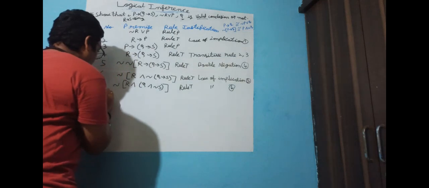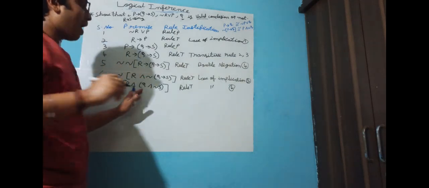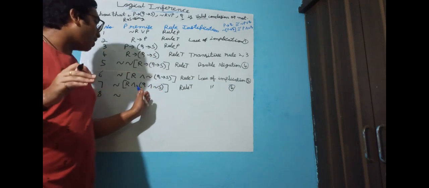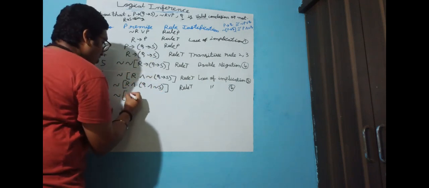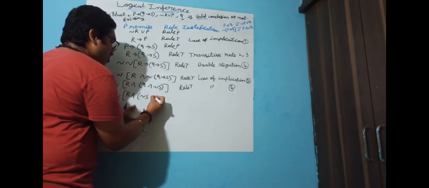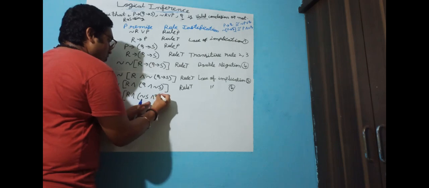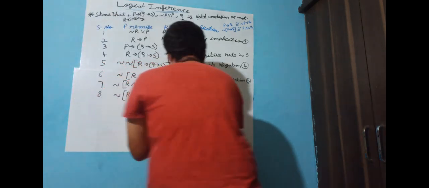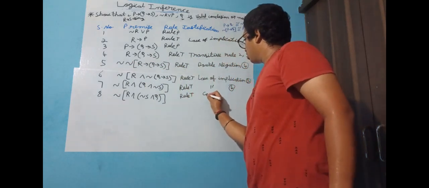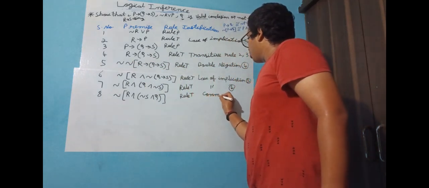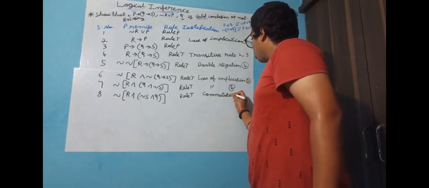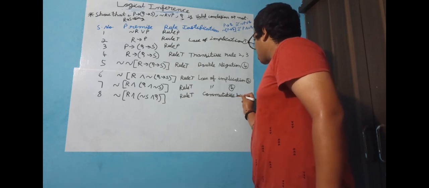Now in the 8th step, since we know the commutative law, P and Q is nothing but Q and P itself, right? So we are just interchanging those. R and negation S and Q. There will be no change. Just you need to write commutative law. Rule T. Commutative law for step 7.